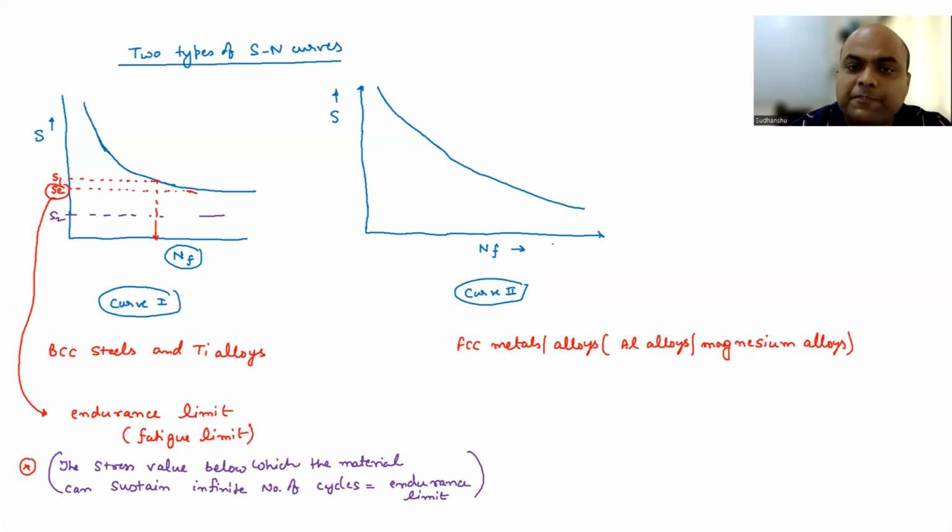Now let's come to curve 2 where the stress is continuously going down. Okay. Now there is no concept of endurance limit here because at each stress you are going to have a number of cycles to failure, right? So if we are at this particular point, your material is going to fail. If you are again at, say, S2, your material is again going to fail at a certain number of cycles, right? So we define a term called fatigue strength for these kinds of materials.